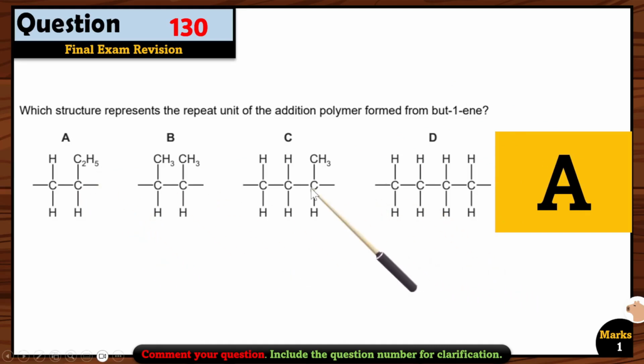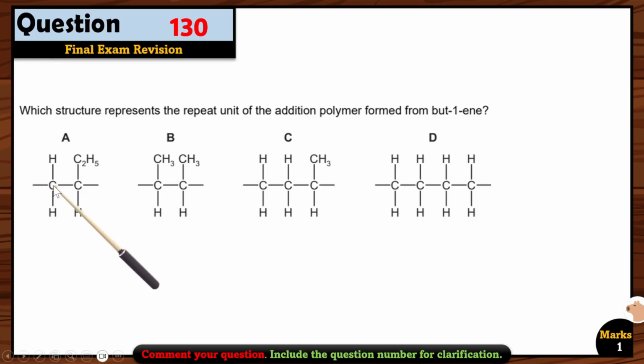But to make a polymer, remember that butene, because it belongs to the alkene group, has a carbon-carbon double bond, so it is the main component of addition polymerization. Whenever addition polymerization takes place, there will be only one carbon-carbon double bond in one monomer, right? So the carbon-carbon double bond will actually make the main chain of that polymer.